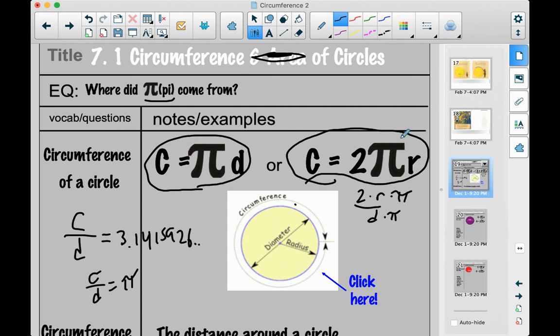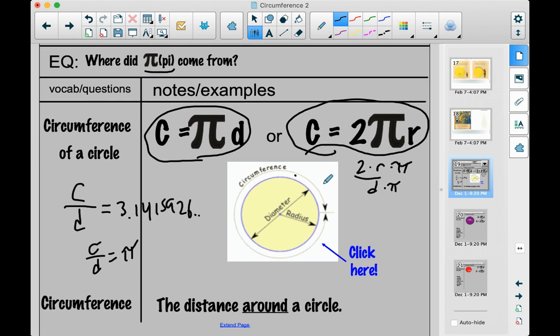So this is useful to use sometimes if we're given the radius. This is maybe useful to use if we're given the circumference. We can use either one. I like this one because it connects to the formula we're going to look at tomorrow for area. They're very similar. So you can decide which one you like to use.